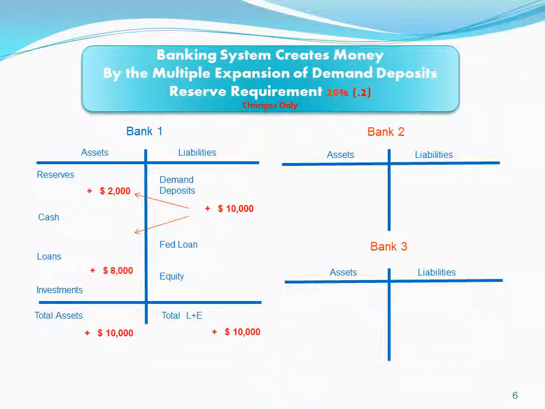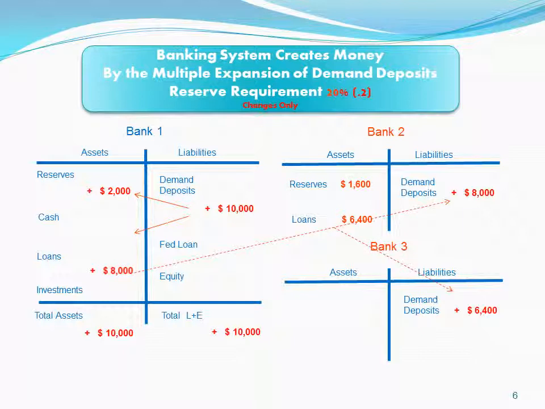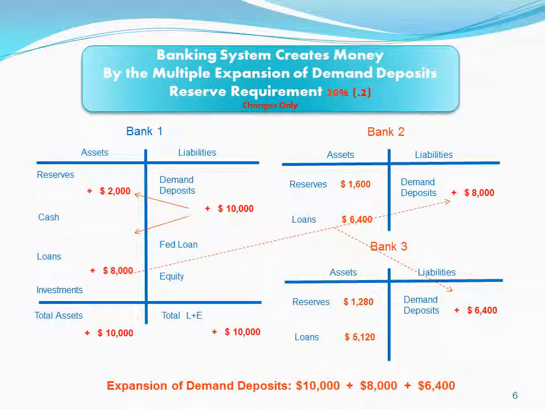The loan in turn ends up in someone's hands, person or company, and is deposited into a checking account against which Bank 2 must hold 20% or $1,600 and can use the remaining for lending. Moving to Bank 3, we have repeated the process, a deposit of $6,400, reserve set aside of 20%, and the remainder going to lending. And so now we have the expansion of bank deposits, 10,000, 8,000, 6,400.